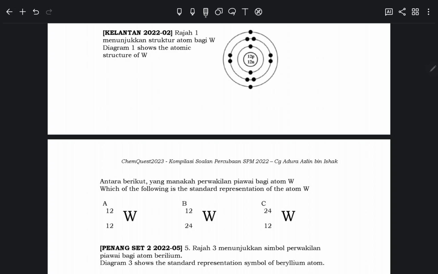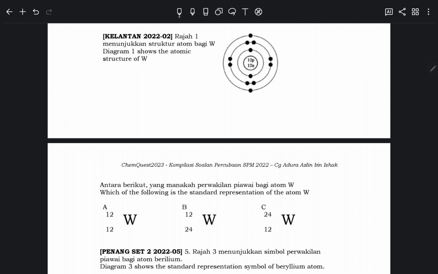Then Kelantan. For Kelantan, they say diagram 1 shows the atomic structure of W. Why do they say atomic structure? Because they label the nucleus with proton and neutron. If they label the drawing with proton and neutron, that is atomic structure. If in the nucleus they put the name of the element, that is what we call electron arrangement. So here they put the number of proton and neutron, so this is atomic structure. So they ask for the standard representation of W.